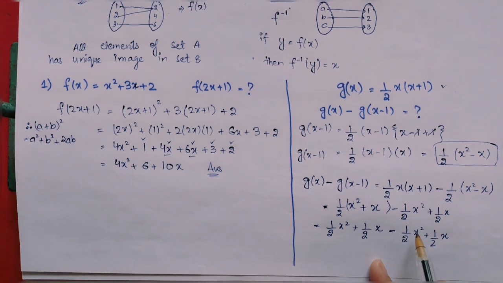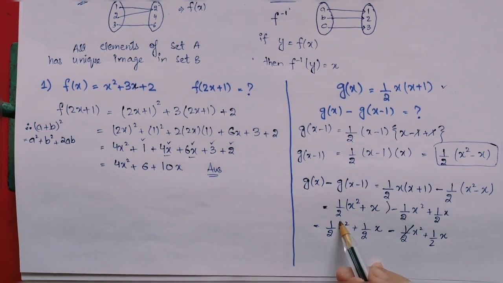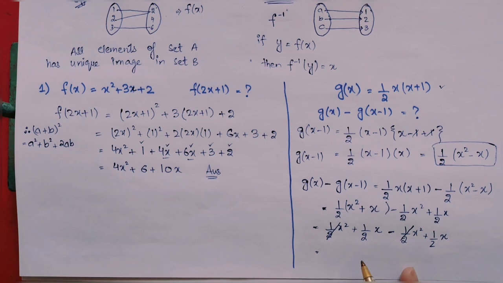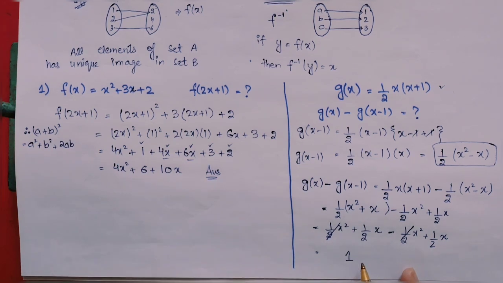What we see is that this value is positive and this value is negative, so we cancel both of them. Simply you get the answer 1 by 2 plus 1 by 2 x. Because there is 2 in the denominator, we take the LCM and it becomes 1 plus 1, which is 2 over 2, and it is 1x.